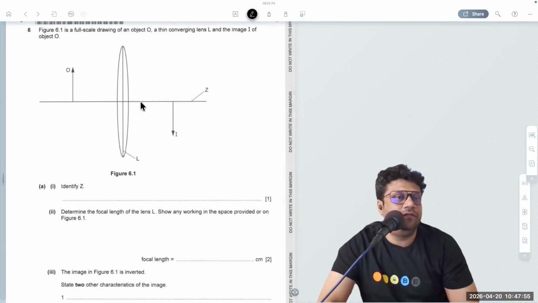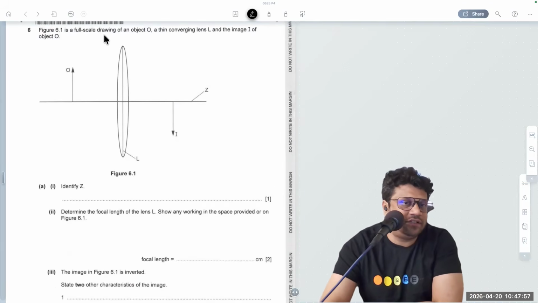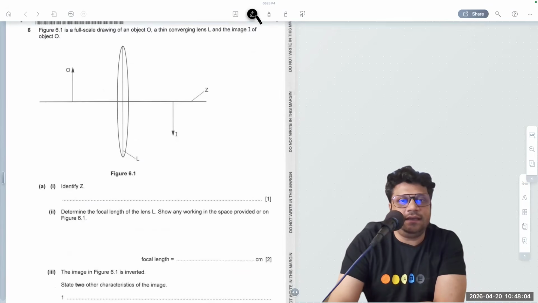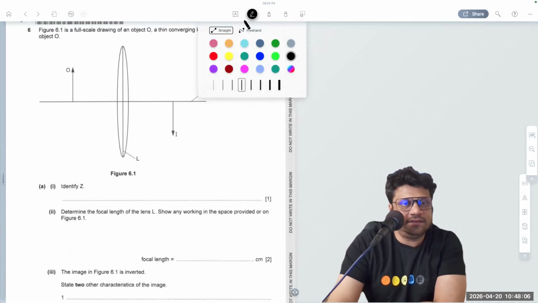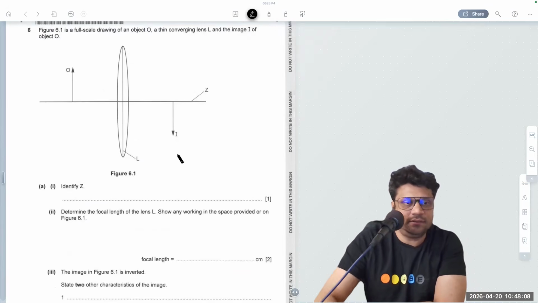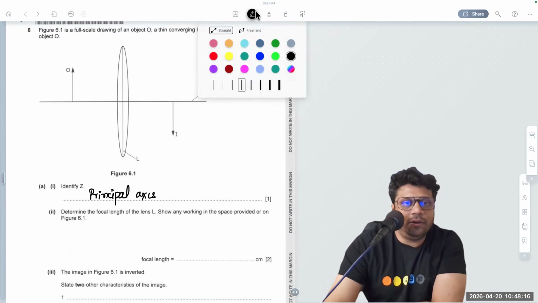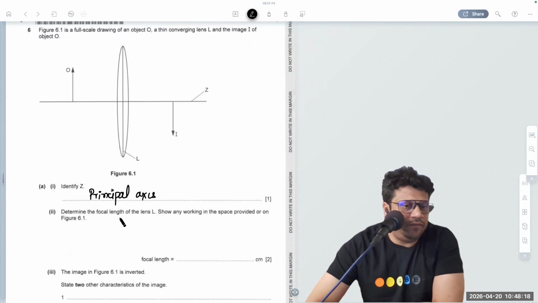Okay, so figure 6.1 is a full scale drawing of an object, a thin converging lens, and the image I. Identify Z. Z is the principal axis. That's what you call it. And what else do they want? Determine the focal length of the lens.